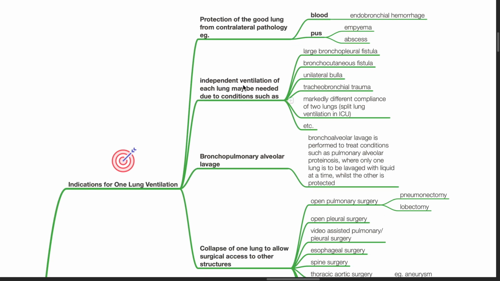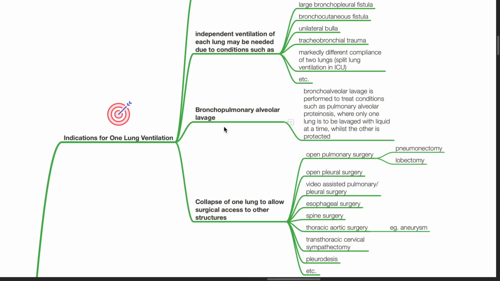Independent ventilation of each lung may be needed due to conditions such as large bronchopleural fistula, bronchocutaneous fistula, unilateral bulla, tracheobronchial trauma, marked different compliance of two lungs, such as during split lung ventilation in ICU, etc. Bronchopulmonary alveolar lavage to treat conditions such as pulmonary alveolar proteinosis, where only one lung is to be lavaged with liquid at a time, while the other is protected.